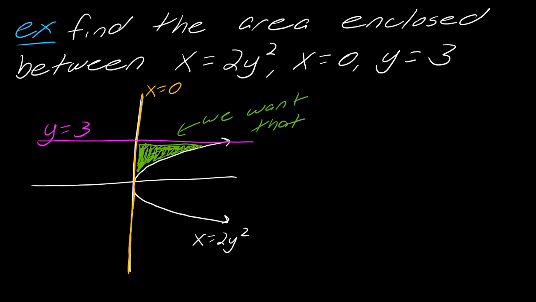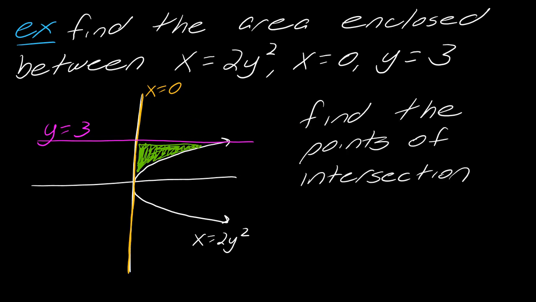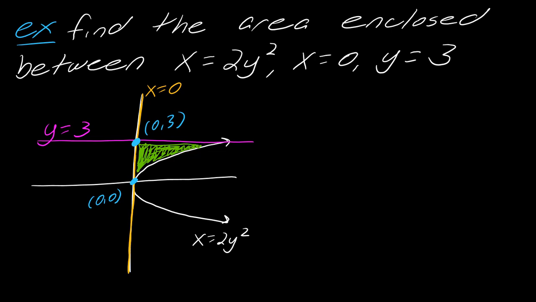Okay, so let's go ahead and find the points of intersection. Maybe you want to pause and try that. Remember, math is not a spectator sport, and then hit play when you think you've got it. Okay, so 0, 0, and 0, 3, those 2 points are pretty easy. And then for this last point, you just want to be careful, because now we're looking at where x equals 2y squared and y equals 3 intersect. You're not going to set 2y squared equal to 3, right?